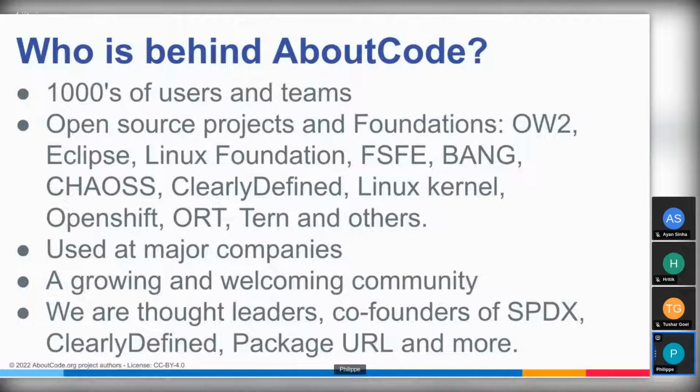Our tools are in many cases used by many other open source tools themselves as the basis for security and licensing and detection capabilities in their tools. Projects like ORT, Tern, OpenShift, and others all rely on our own tools to actually do, for instance, license detection and more. It's also used at major companies, like a very large search engine company, for instance, that you may have heard of. And we're trying also to build specification of, or support specification, and we are co-founders of SPDX and Package URL and several others.